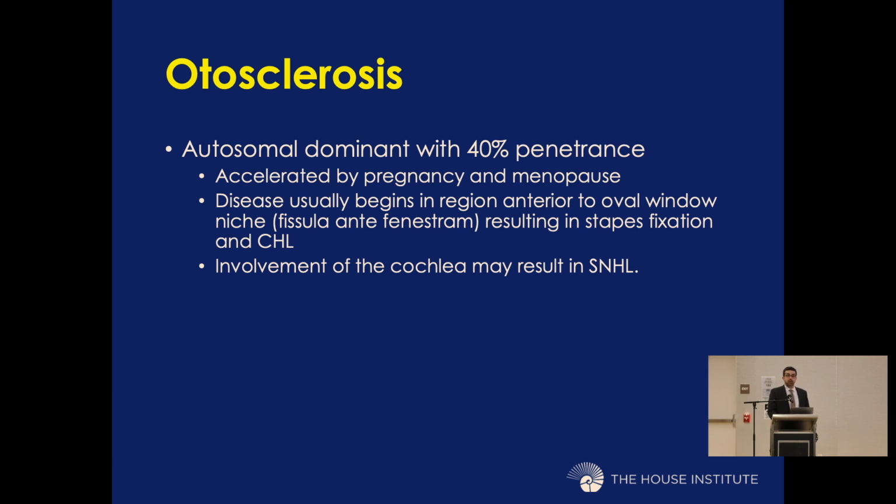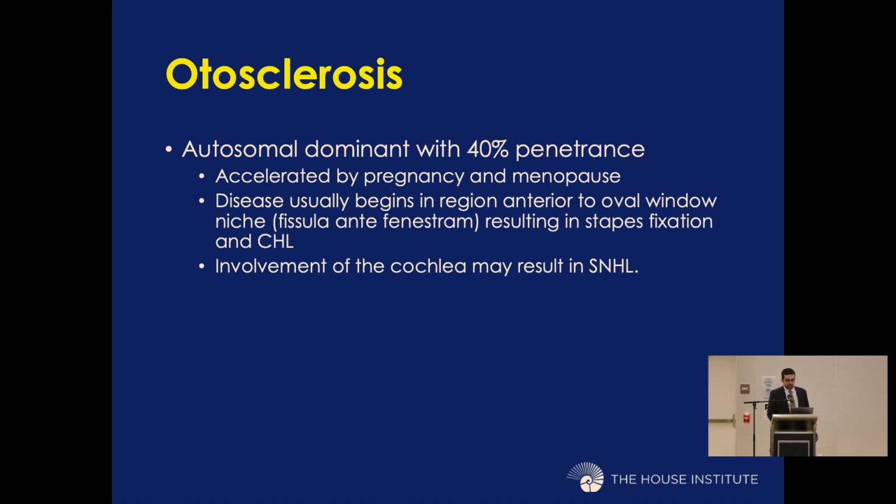It's an autosomal dominant kind of inheritance with 40% penetrance, meaning not everyone will get it, but there are families that you'll probably see that everybody has it, a dad, children, and then their grandchildren. It is usually thought to be accelerated by pregnancy or menopause. So oftentimes if you see someone with a conductive hearing loss, they say, oh yeah, I just had a baby last year, and as I was pregnant, I started to feel like my hearing was getting worse. Then that's a highly suspicious case that this is indeed an otosclerosis case.